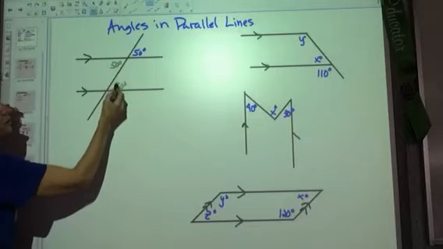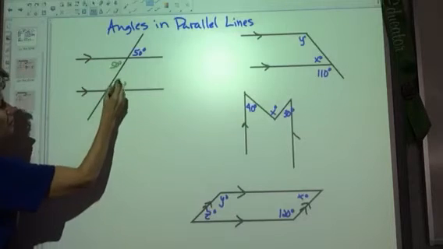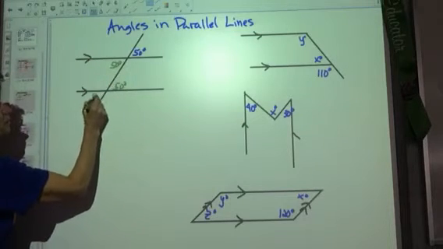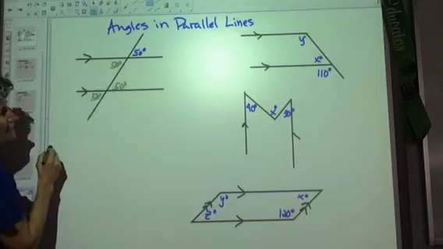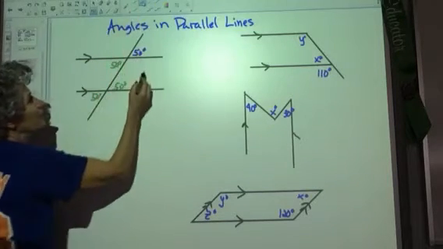These two are alternate interior angles. They alternate and they're inside the parallel lines, so they're both 50. This one would be 50. This one and this one are alternate exterior. And then you've got all those sets of complementary angles, supplementary angles.